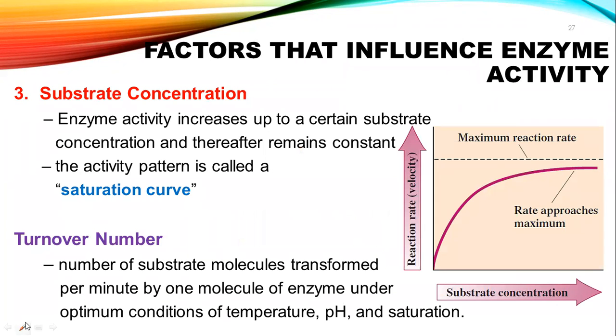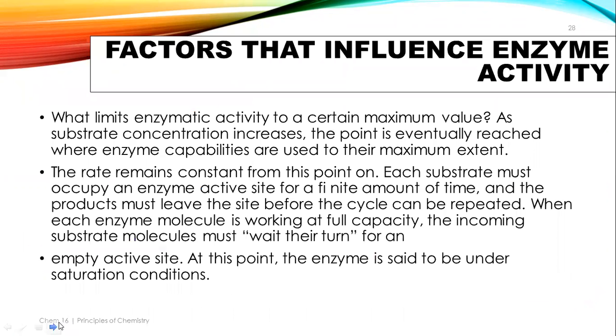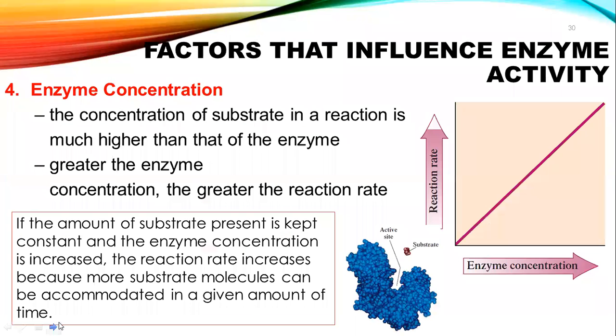Number of substrate molecules, at an optimum pH. And the last one is your enzyme concentration. There are 4 factors: temperature, pH, the substrate concentration, and the fourth is your enzyme concentration. This one, there is no saturation point, unlike the substrate concentration.